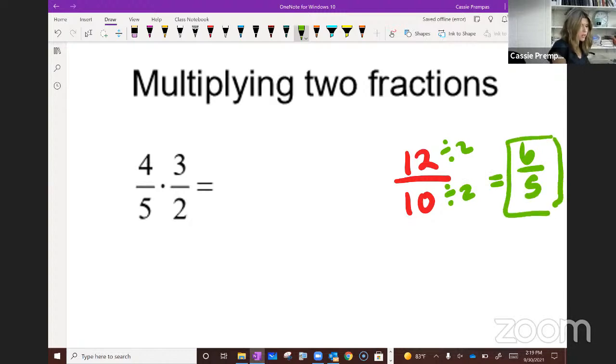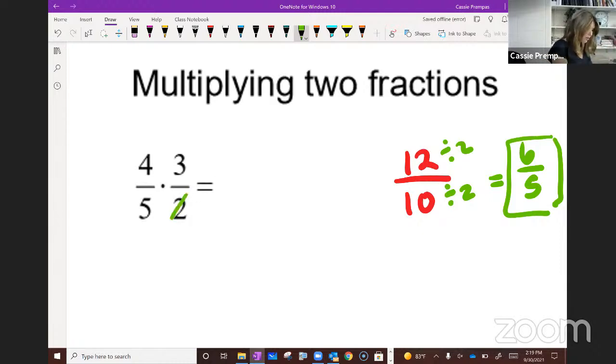Or can someone raise their hand and tell me what's a different way I could have multiplied or simplified this rather than going that route? Does anyone know a different way I could have gone about this? And I do need to give a road to excellence. I'm going to be picking today. So raise your hand. Katie.